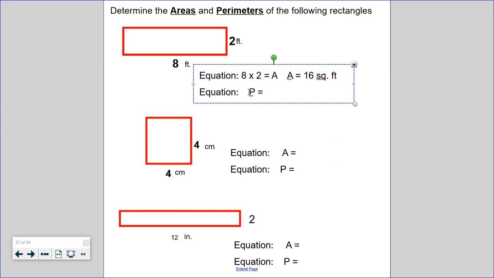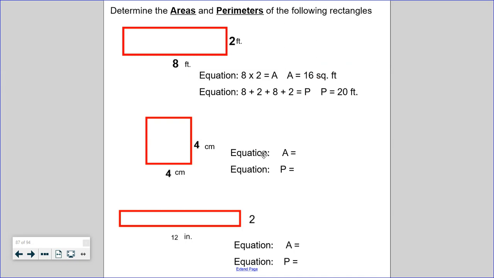Okay, how about perimeter? Well, it's going to be 8 plus 2 plus 8 plus 2. Going to equal the perimeter. Well, what is 8 plus 2 plus 8 plus 2? It's 20. So this would be 20 feet. Did you get that one? Nice job if you did.